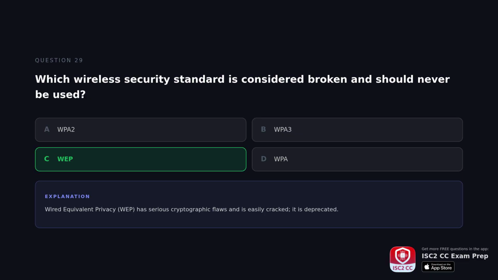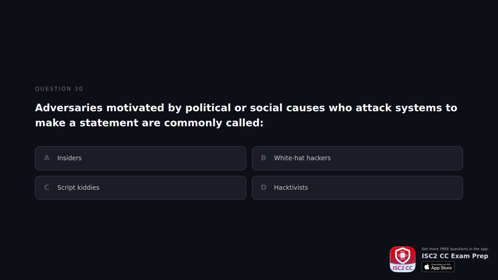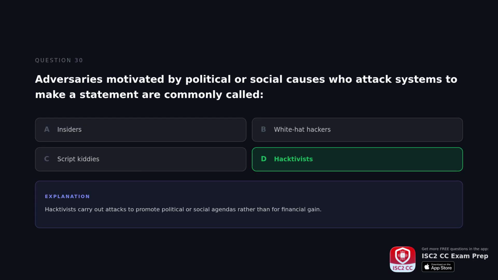It is deprecated. Adversaries motivated by political or social causes who attack systems to make a statement are commonly called: A. Insiders. B. White hat hackers. C. Script kiddies. D. Hacktivists. The correct answer is hacktivists. Hacktivists carry out attacks to promote political or social agendas rather than for financial gain.